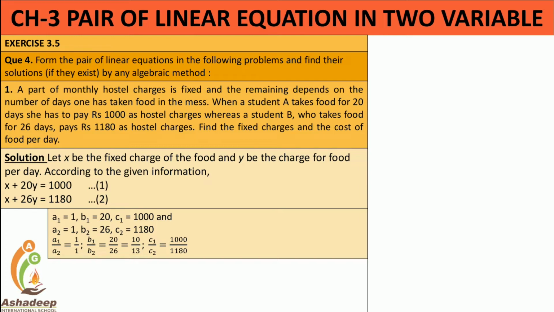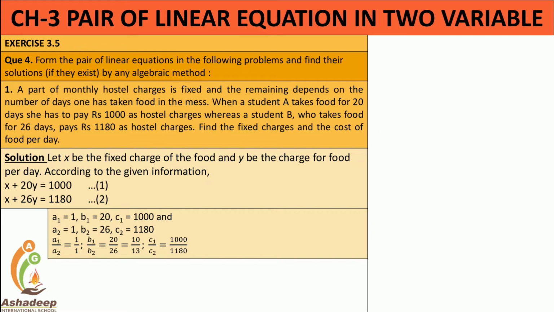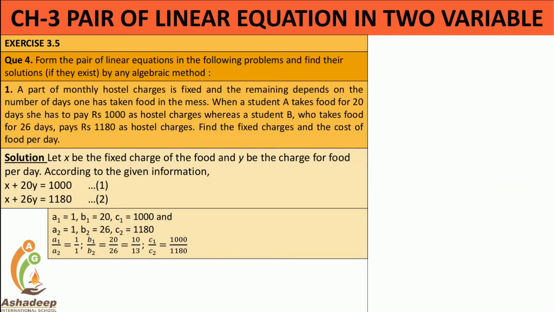So the first question is, part of the monthly hostel charges is fixed. Some charges are fixed, which you need to compulsorily pay. For example, the rent: if the rent is rupees 1,000, you need to compulsorily pay that 1,000. The remaining depends on the number of days one has taken food in the mess. For example, it is per day, not per time. If the food charge is rupees 100 per day and he stays for 21 days, he or she needs to pay 2100.